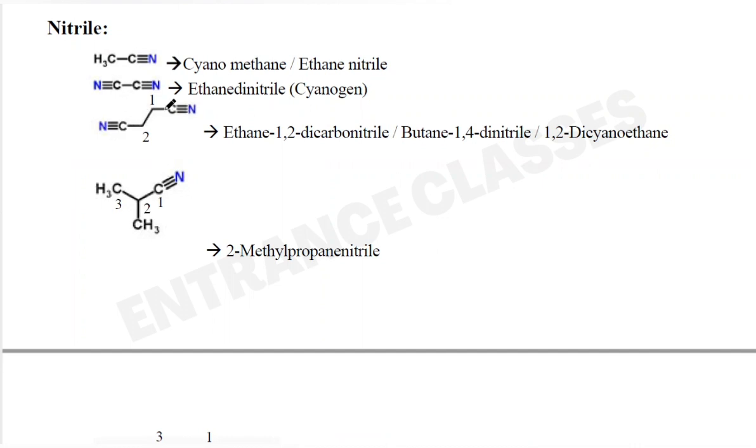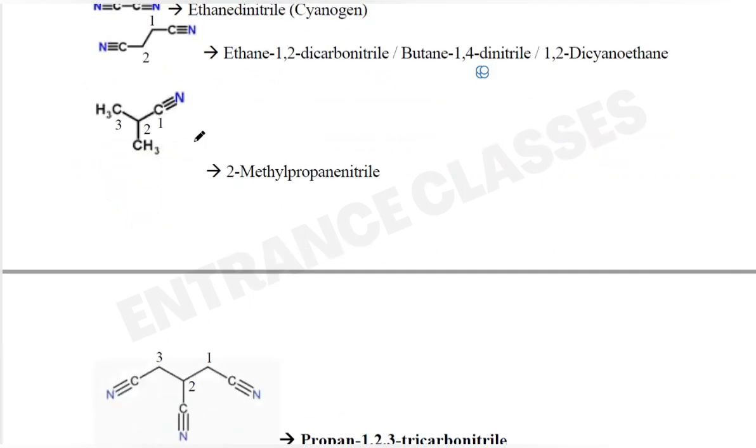Ethane 1,2-dicarbonitrile or butane 1,4-dinitrile or 1,2-dicyanoethane. This will be 1, 2, 3, 4. So 2 methyl propane nitrile. Because when nitrile is mentioned, carbon of cyanide or nitrile should be counted.